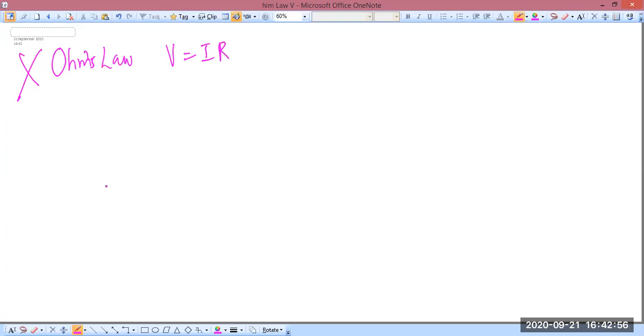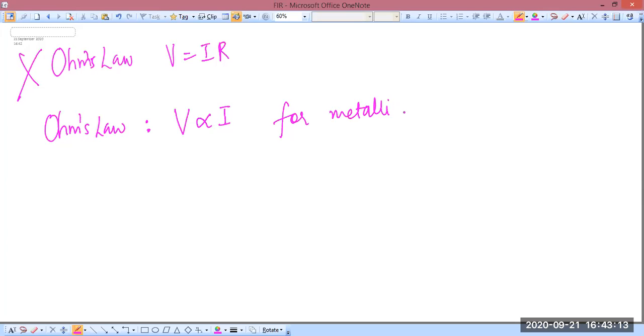All right, so then what is Ohm's law? Ohm's law is this. This is the Ohm's law in short. All right, V proportional to I for metallic conductors is Ohm's law, right? V equal to IR is not Ohm's law.